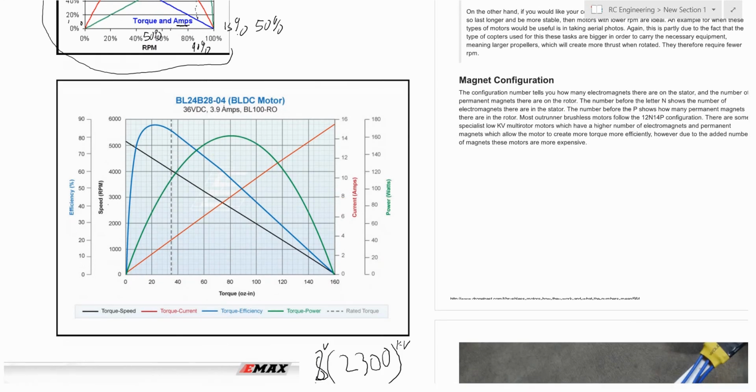So let's take a look here. Current is red, power in watts is green. Watts is also the engineering measurement of power, which is basically voltage times current, otherwise known as joules per second. Efficiency is in blue, efficiency is in percentage, speed is in RPM, current is in amps. So here we see that efficiency maxes at about 87%.